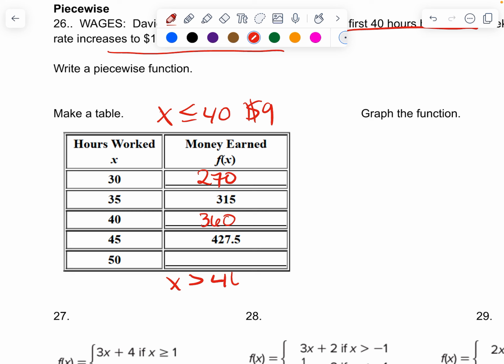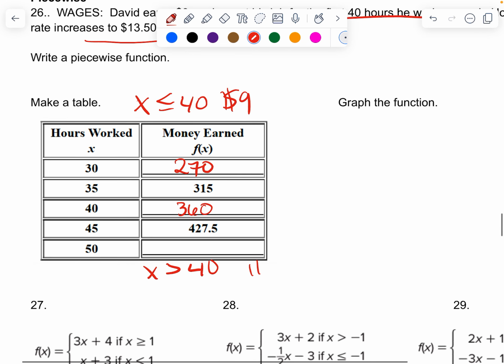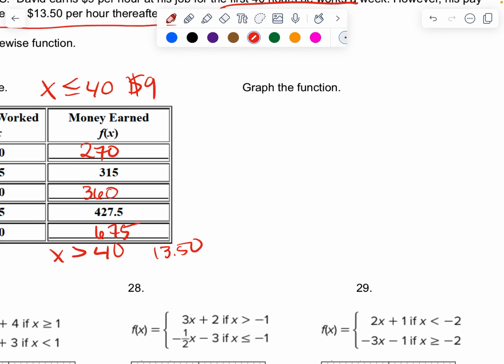But when it's greater than 40, he gets paid $13.50. So I'm going to take $13.50, multiply that by 50, and I get $675. Okay, so we're going to graph the function here.